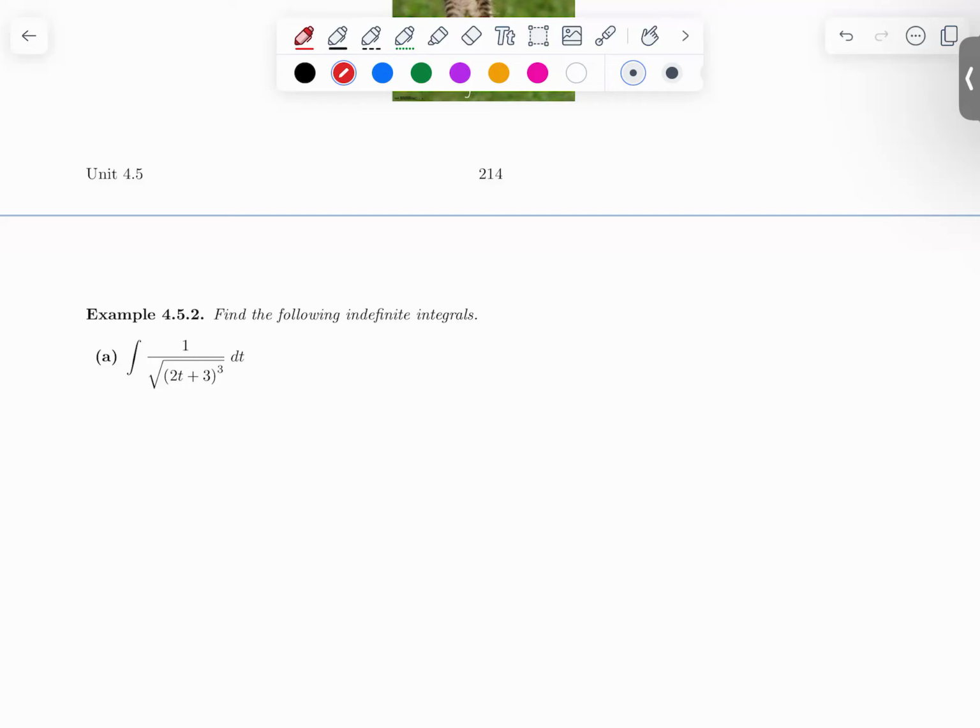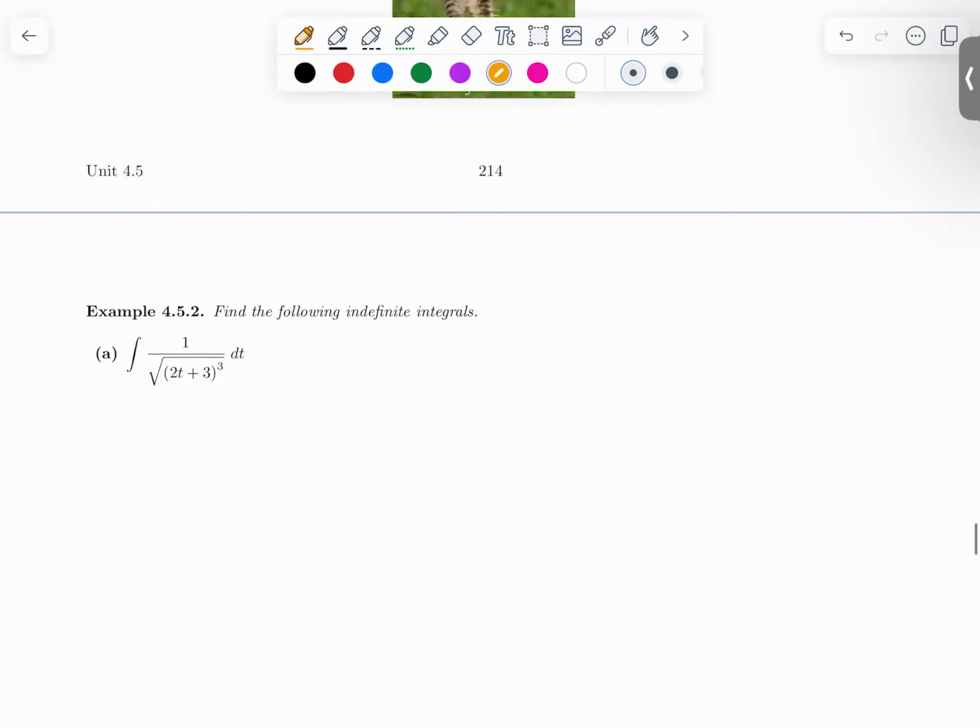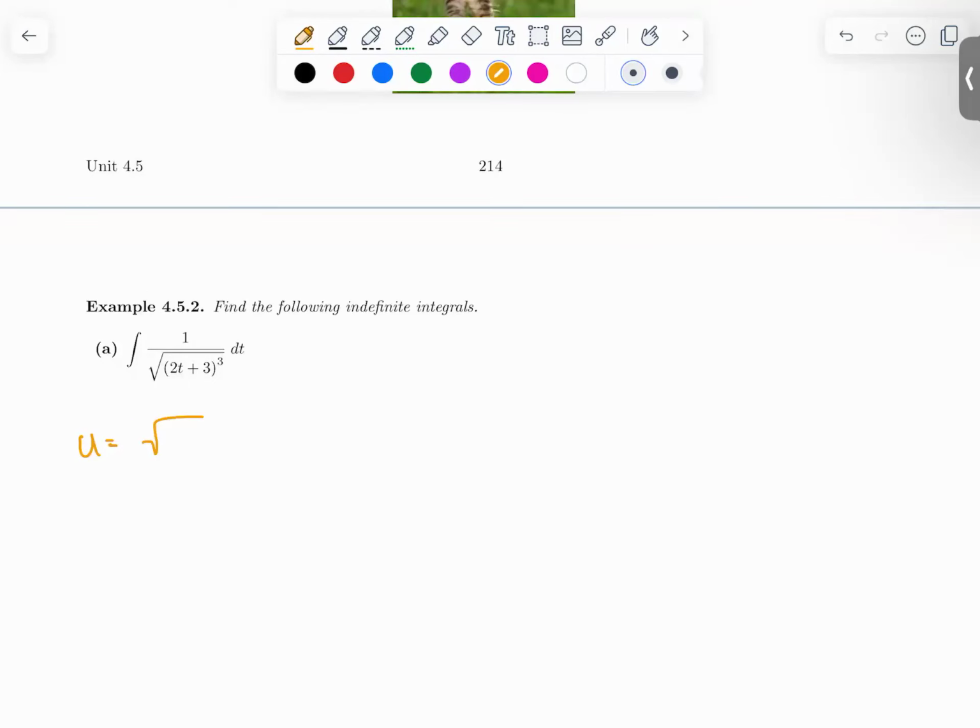The inside of the denominator, not the whole denominator. And actually, let's go ahead and do that. Let's say you made u equal to the square root of 2t plus 3 cubed, which is (2t plus 3) to the 3/2 power. This isn't going to work out. I mean, it might work out, actually, now that I think about it, in a very, very roundabout way, but we'll see.